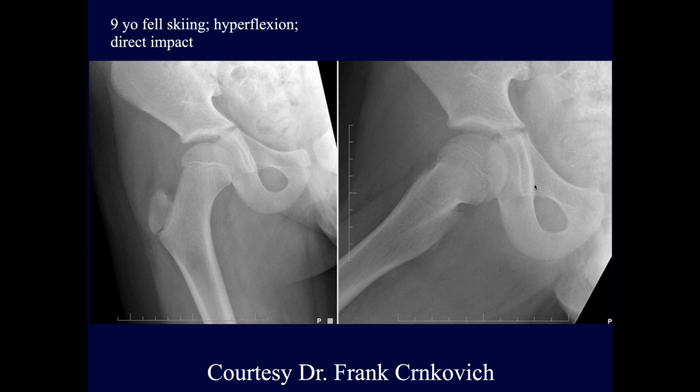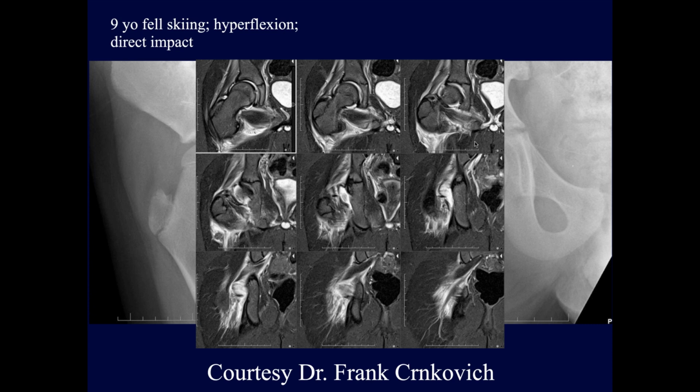Michael. Okay, so this is also a 9-year-old who fell skiing. Hyperflexion, direct injury. Epiphyseal plates, I think, look okay to me. I'm wondering if there's widening of that joint space, almost like the other one I had. I'd want to see the other side to compare symmetry, but I'm wondering if it's a little widened.